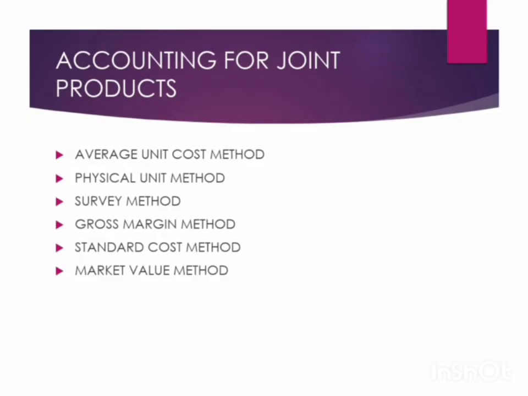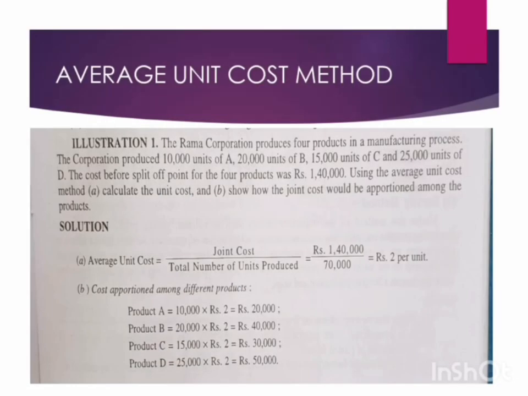Now, let us discuss the accounting for joint products. In order to calculate the accounts for joint products, there are totally 6 methods. They are average unit cost method, physical unit method, survey method, gross margin method, standard cost and market value method. Now let us discuss a sum under the average unit cost method.